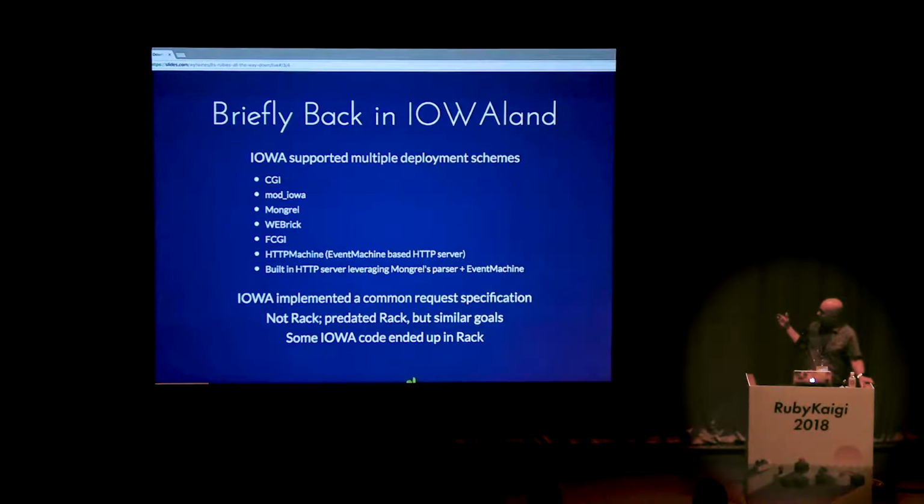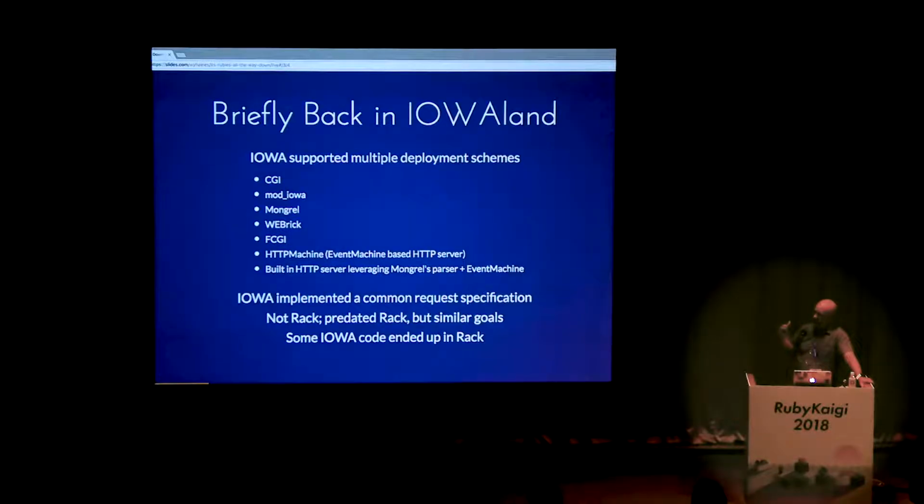And whether you're coming through CGI or through Mongrel or through FCGI or whatever, you had a different representation for your requests. And so you needed an abstraction layer that took those different representations and turned them all into one consistent thing for your application. And so I had written something that looked a lot like Rack, but wasn't Rack.